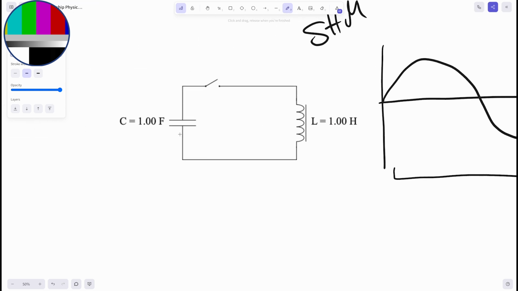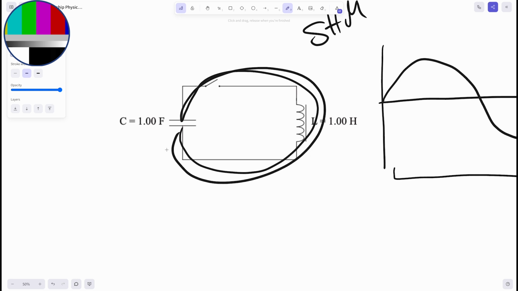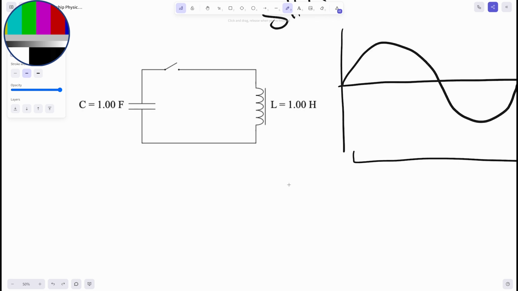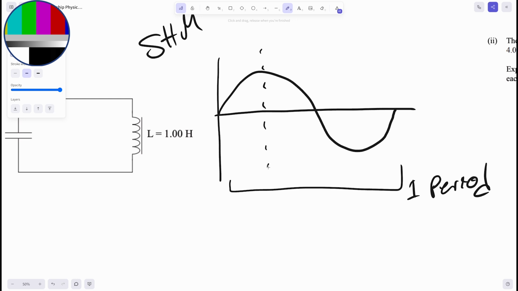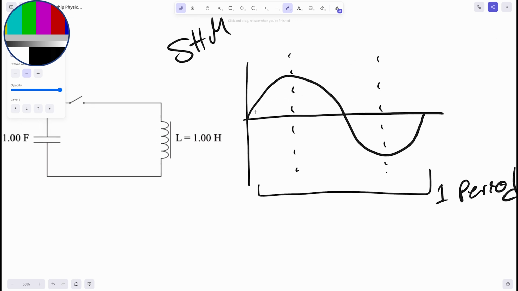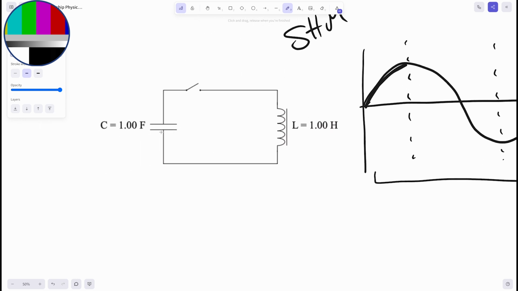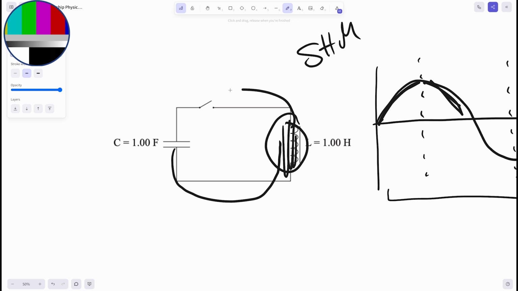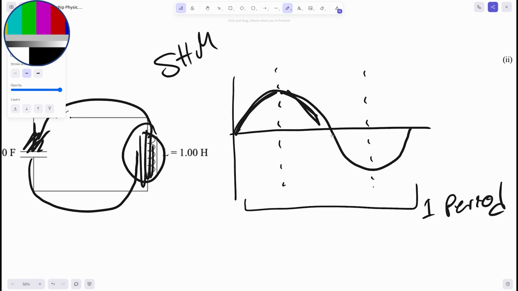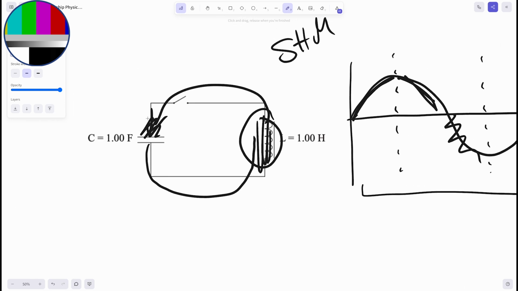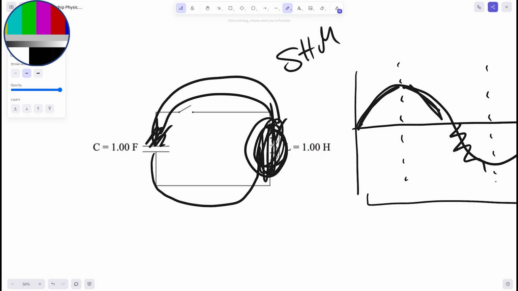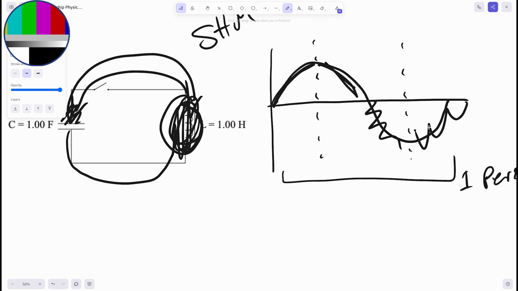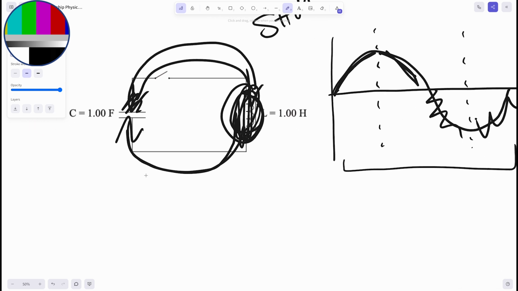And so 1 period in this is where it goes over here, and then it comes back. So that's 1 period. Divide each section into quarters, right? Like this. This first quarter right here is when all the energy from the capacitor is now in the inductor. The second part here is when this energy from the inductor comes back onto the other side of the capacitor. And this part right here is when it goes back into reverse, back into the inductor. And this part right here is when the energy goes back onto the capacitor.